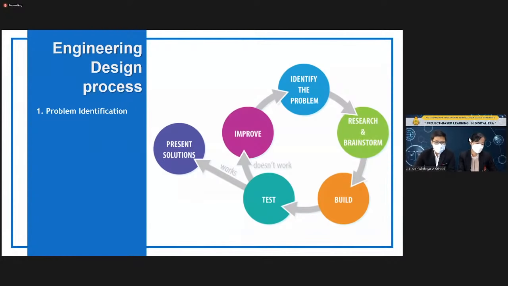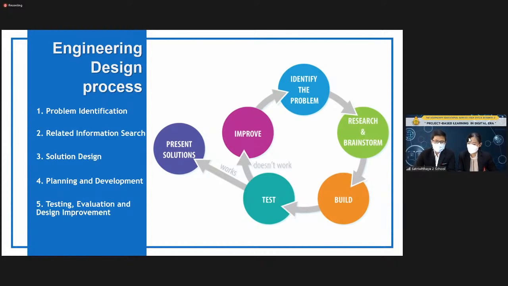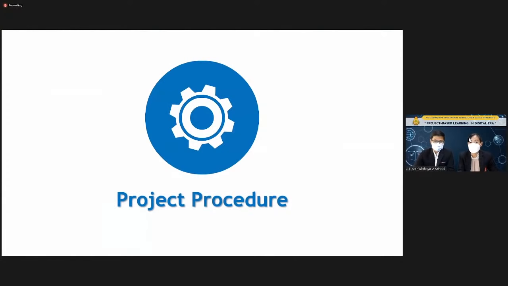Number 1, problem identification. Number 2, related information search. Number 3, solution design. Number 4, planning and development. Number 5, testing, evaluation, and design improvement. And the last one, number 6, presentation. We follow these steps to achieve results such as workpieces or methods that can be used appropriately and effectively. Okay, now we will move on to the next topic.